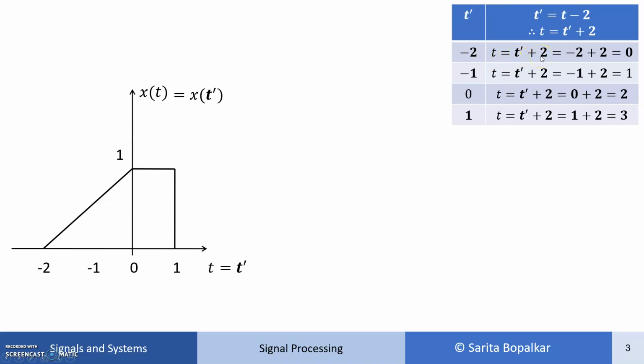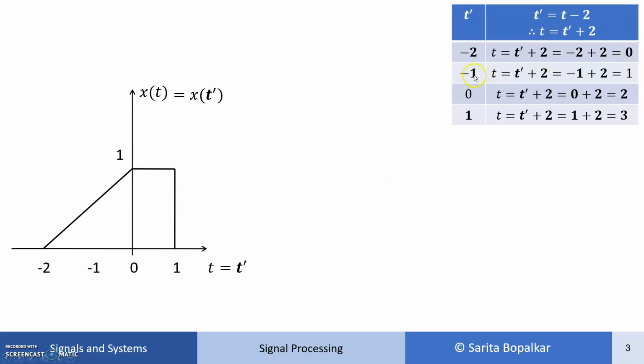How to do that? Follow the same process which we did for time reversing. t dash is the original time axis and t is the time axis in the delayed version t minus 2. Now we'll calculate t, which is the time axis in the delayed version. t is t dash plus 2. When t dash is minus 2, what is t? Minus 2 plus 2, 0. So whatever the amplitude of the signal at t dash equal to minus 2 will get transferred to t equal to 0 in the delayed sequence.